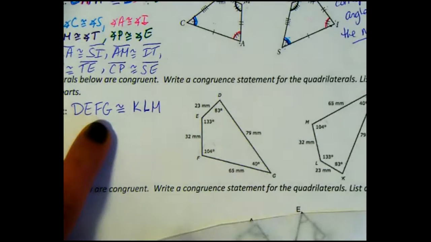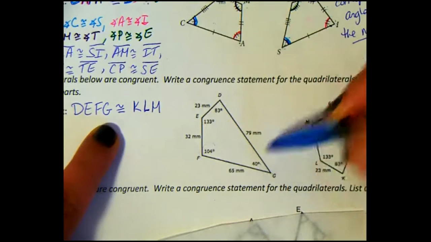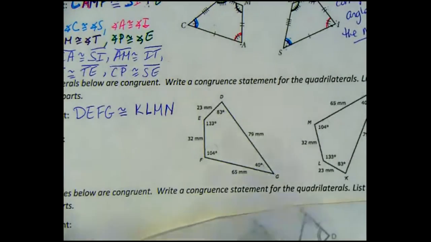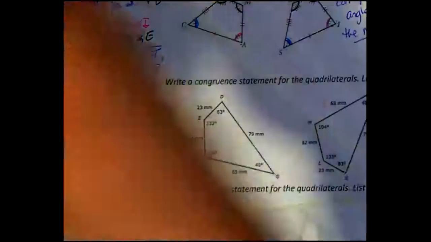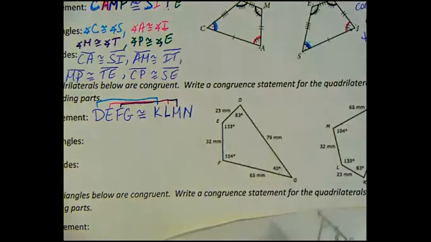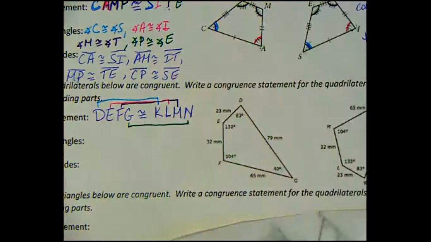So M will be my third letter here. Okay. Same positions, right? And then lastly, G. Okay, I'm coming over here to my 40-degree angle. And I have a 40-degree angle here with angle N. So G and N are in corresponding positions, okay? So that means D and K are corresponding, E and L are corresponding, F and M are corresponding, and lastly, I'm going to do it down this way, G and N are corresponding, okay?